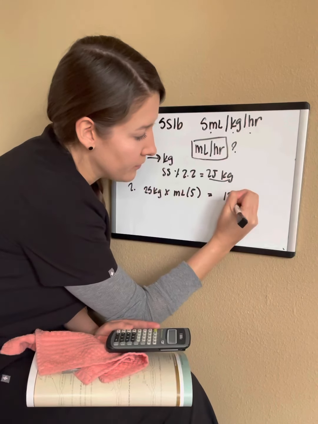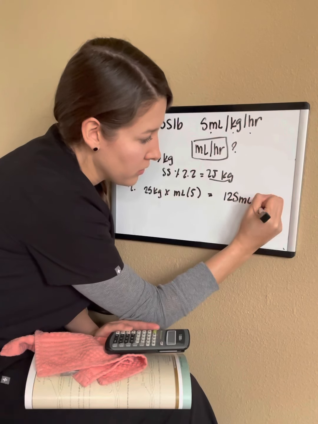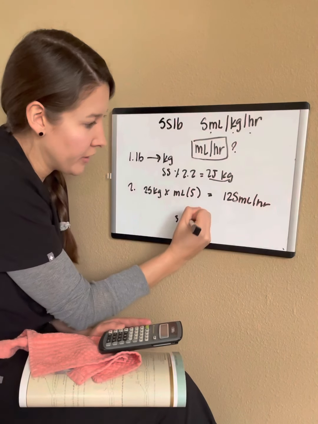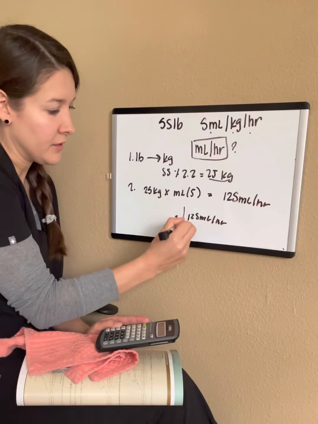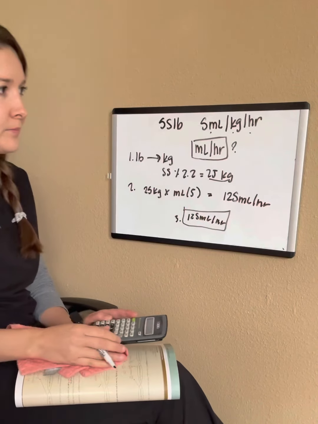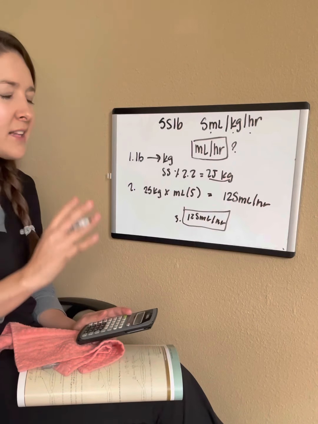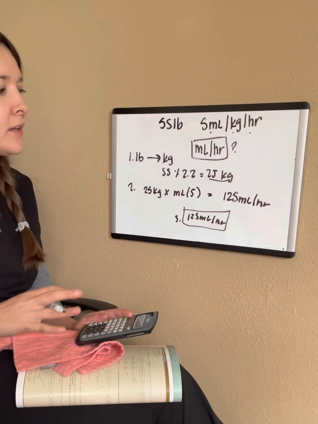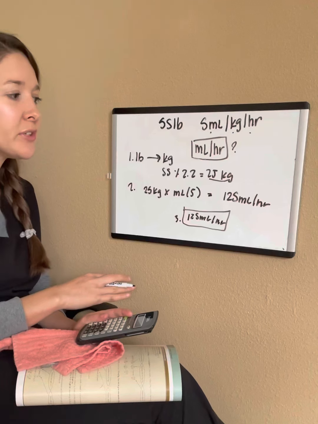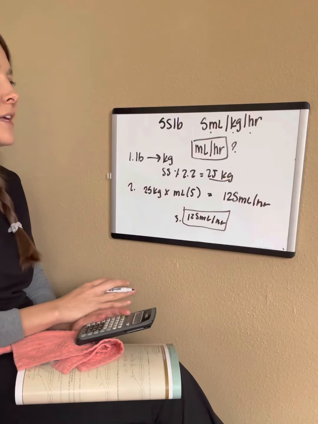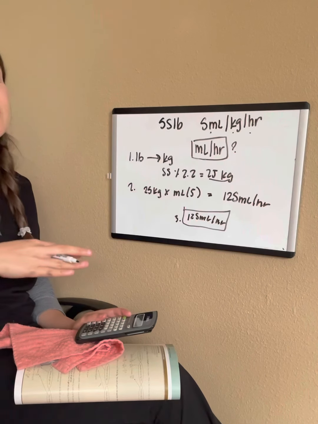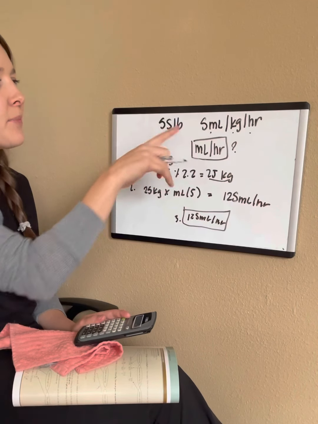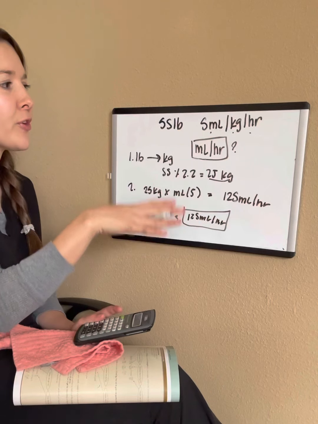And that'll give you, so your answer again is 125 mils per hour. So that's the more simplified version. That's the way I do it when it comes to simple formulas. When we get to more like drip rates, I do like using the formula, but when it comes to something simple like this, I prefer to do it this way.